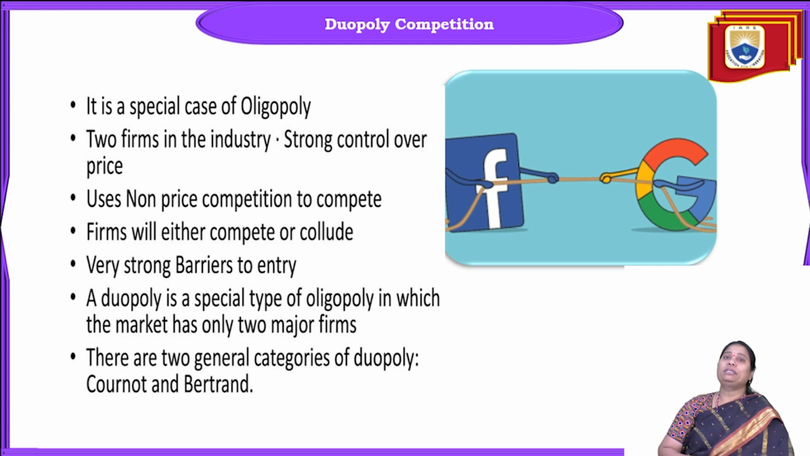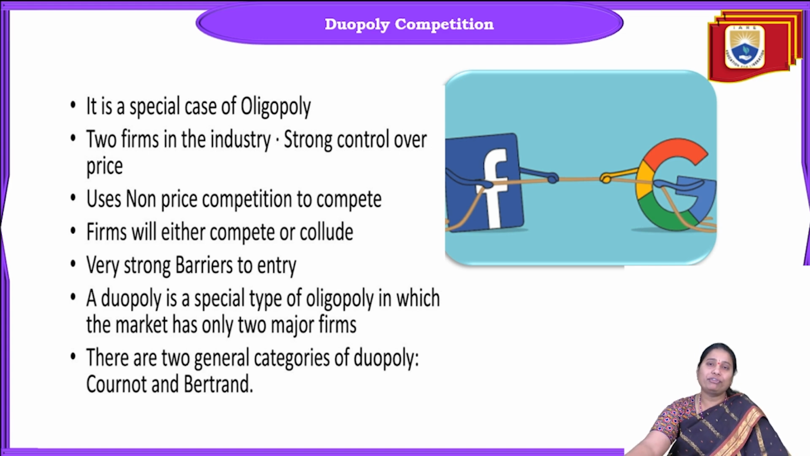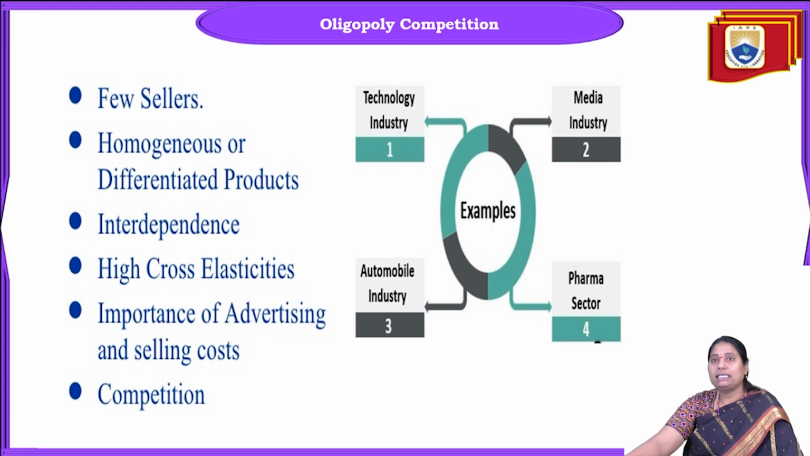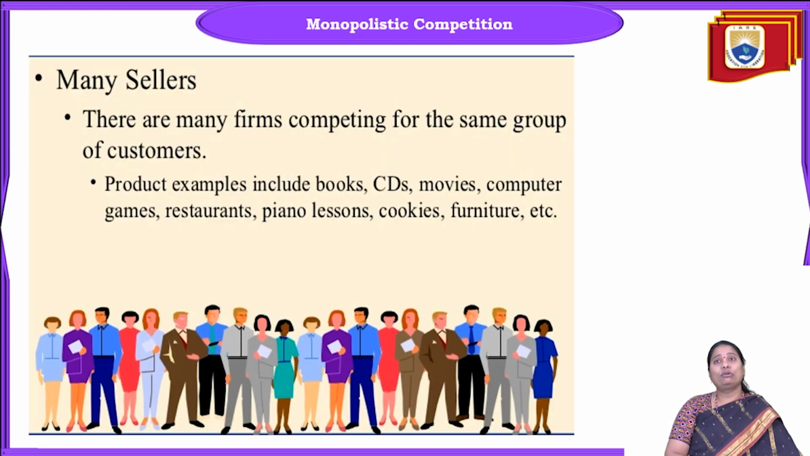Then duopoly means that when two people are there, it is specially called a duopoly, a specific case of oligopoly. Before going to oligopoly, for a short run, if two firms are in the industry, they have strong control over prices. Even if there are small companies, they may not play much of a role in that market. But if more people enter, it becomes an oligopoly competitive market. Examples are technology industries, automobile industries, pharma sectors and media industries, where firms are very few but the number of users is large. Those markets are called oligopoly markets.